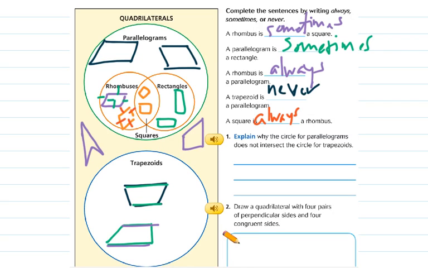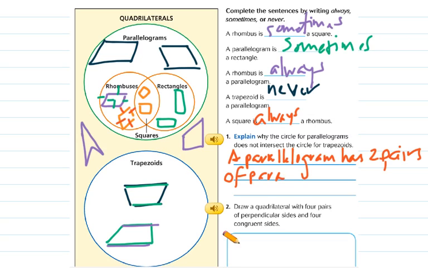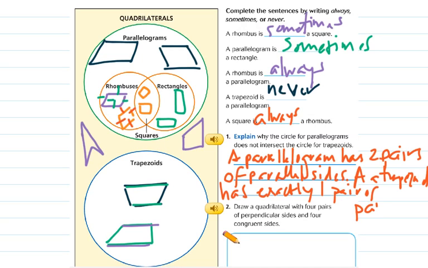It says 1. Explain why the circle for parallelograms does not intersect with the circle for trapezoids. So what we could say is a parallelogram has 2 pairs of parallel sides. A trapezoid has only and exactly 1 pair of parallel sides.